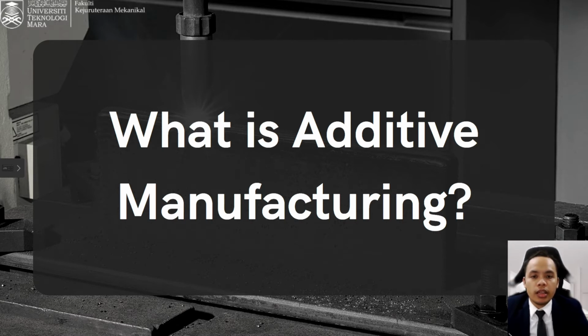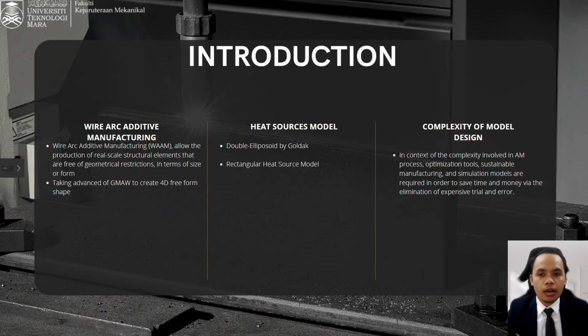The system of additive manufacturing is made up of the combination of feedstock, heat source, and motion system. Additive manufacturing uses data from computer-aided design, CAD software, or 3D scanners to direct hardware to deposit material, layer upon layer, in precise geometric shapes. Now let's start with the introduction.